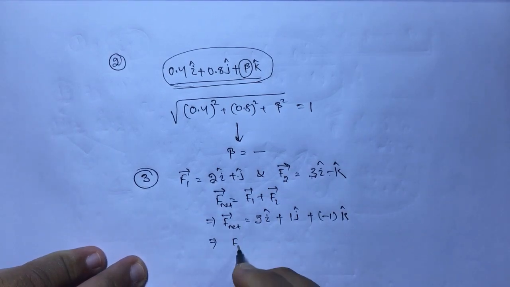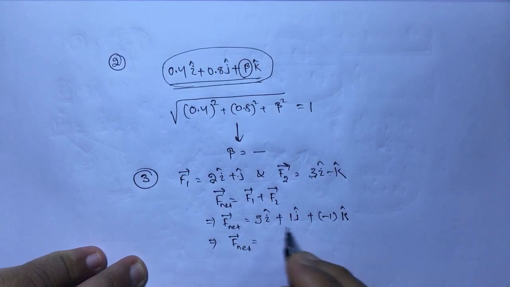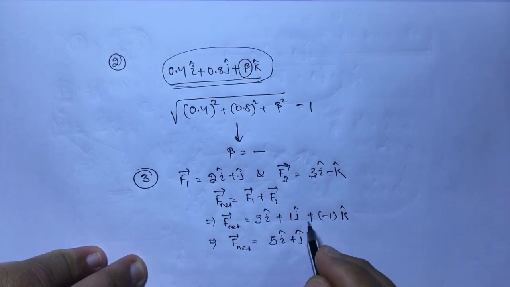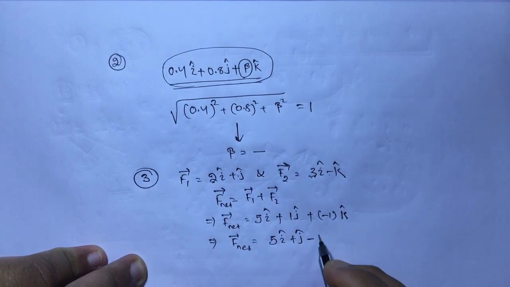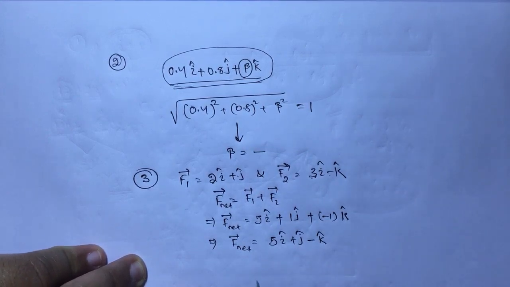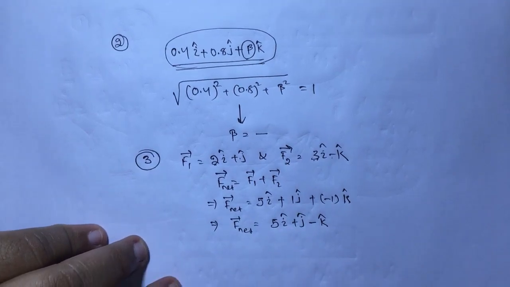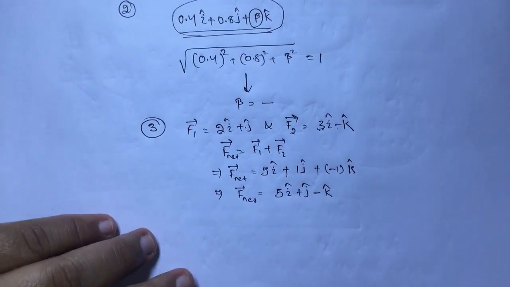So what will be the value of F net vector? It will be 5 i cap plus j cap minus k cap. But this is not the magnitude. It is asking about the magnitude of the net force. So what will be the magnitude of net force?